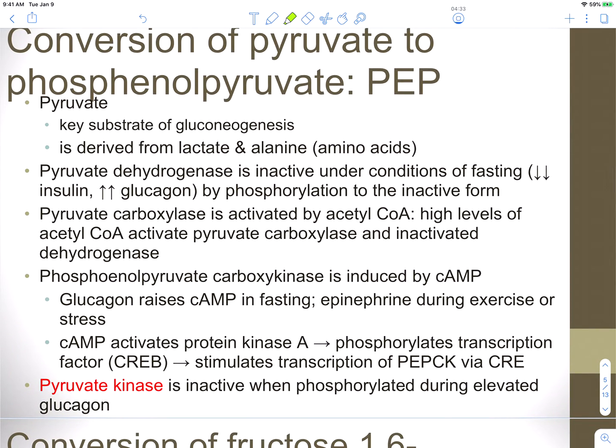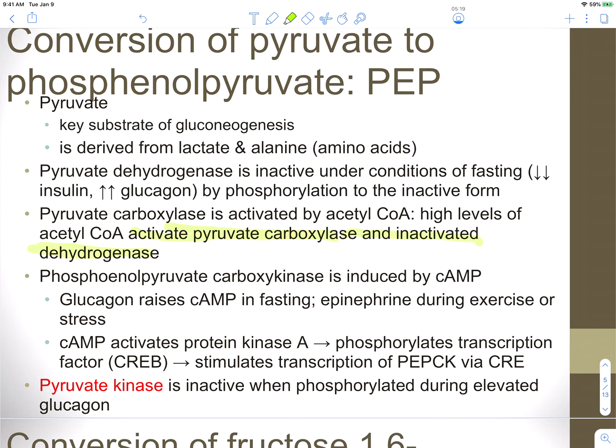All right, pyruvate is going to be key for gluconeogenesis, and keep in mind, in the case of fasting, pyruvate is going to be generated mostly from lactate and amino acids. It's not being generated from glycolysis. Pyruvate dehydrogenase is going to be inactive in the conditions of fasting, where you have low insulin and high glucagon. It's also going to be phosphorylated to the inactive form, and acetyl-CoA levels, because of beta oxidation, are going to activate pyruvate carboxylase. So high levels of acetyl-CoA can activate pyruvate carboxylase and inactivate pyruvate dehydrogenase.